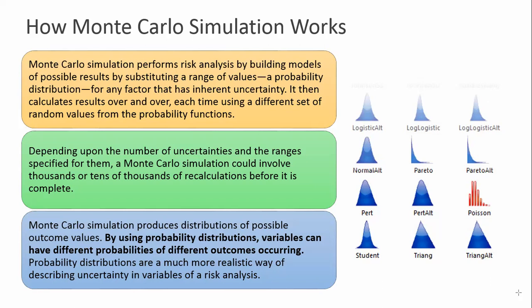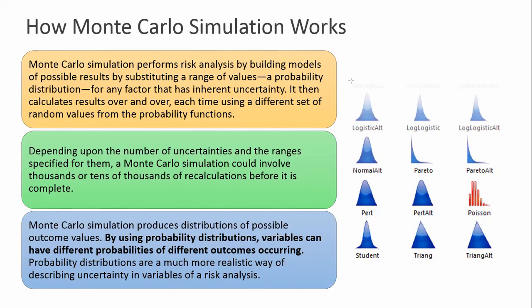So this is what you need to grasp and understand for the exam. It's a mathematical model. We're using several permutations and combinations. And once we punch those into the computerized system, the Monte Carlo, depending on the number of uncertainties and the ranges specified for them, the Monte Carlo simulation could involve several thousands of recalculations before it is complete. The Monte Carlo simulation produces distributions of possible outcome values by using probability distributions, which you see here.